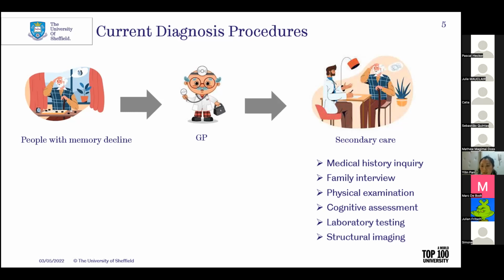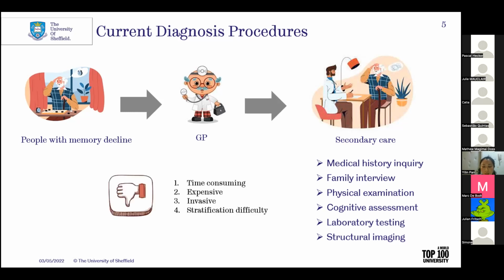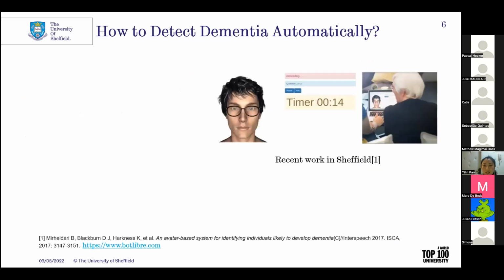And in this whole process, people may wait for a long time, and at the same time, some people may need to do some blood tests, which are invasive, and some tests are also quite expensive. Then could we do some automatic dementia detection? The answer is yes. And how could we do the dementia detection automatically?